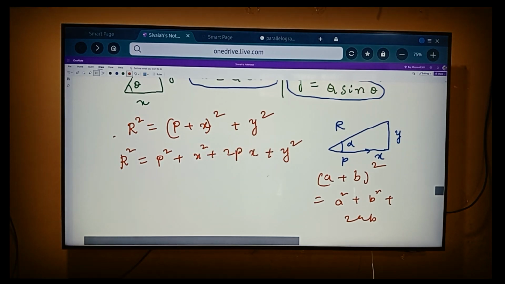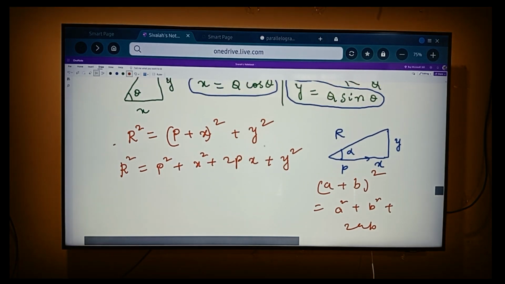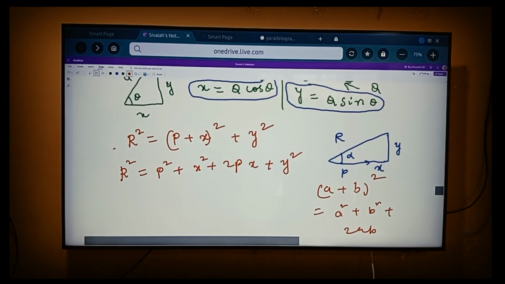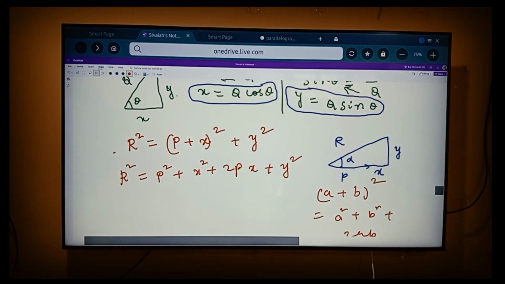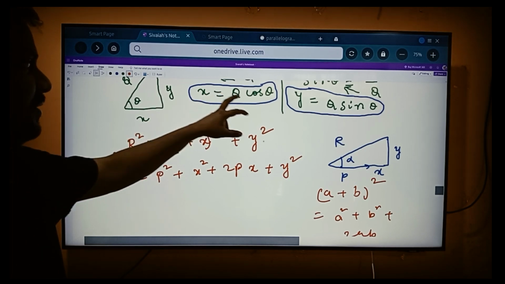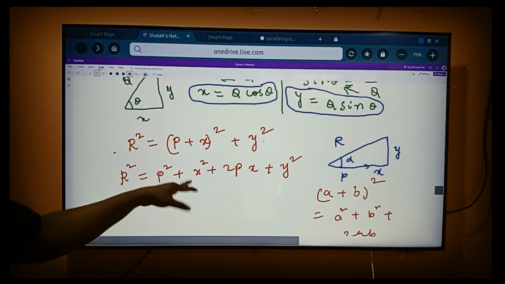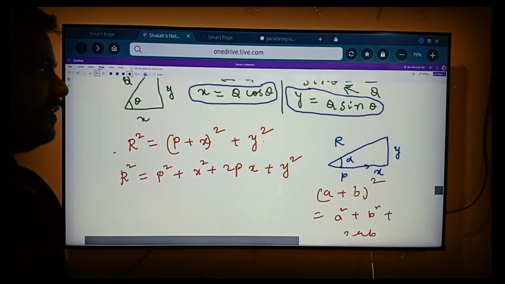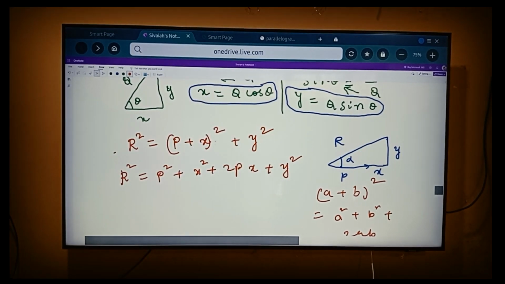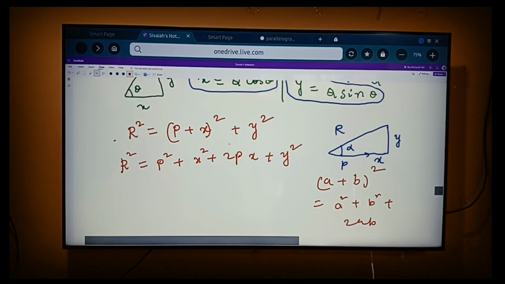So right above we did, so we got the values of x and y. The x value is Q cos theta, y equal to Q sin theta. Substitute the x value and y value, and you will get the answer.